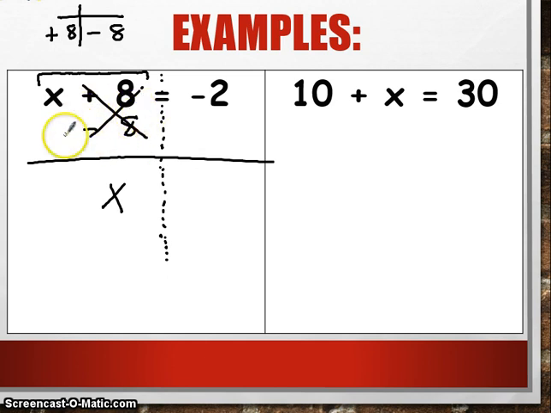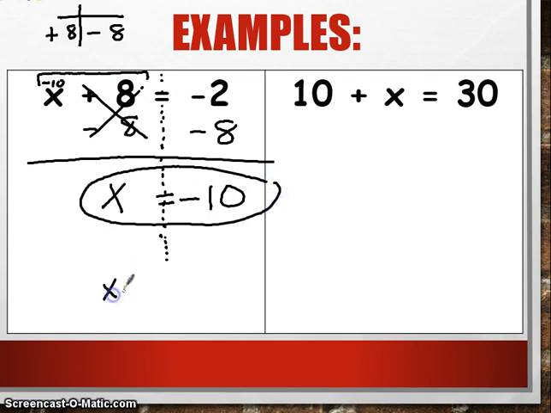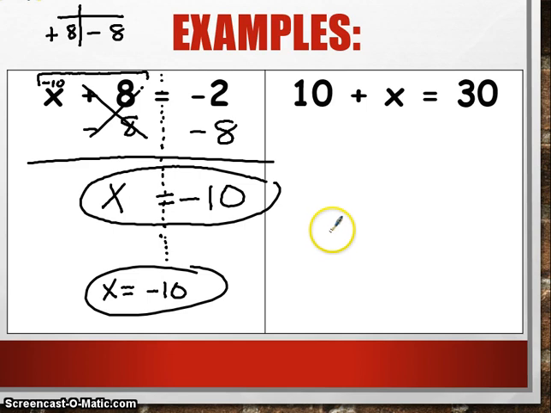But remember, what we do to one side, we have to do to the other, so we're going to take 8 away from this side. Negative 2 and negative 8 make negative 10. So x equals negative 10. And you can substitute that back in to see if it indeed makes it true. Does negative 10 plus 8 equal negative 2? And the answer is yes. So this is our solution. The only value of x that will make this equation true is negative 10.